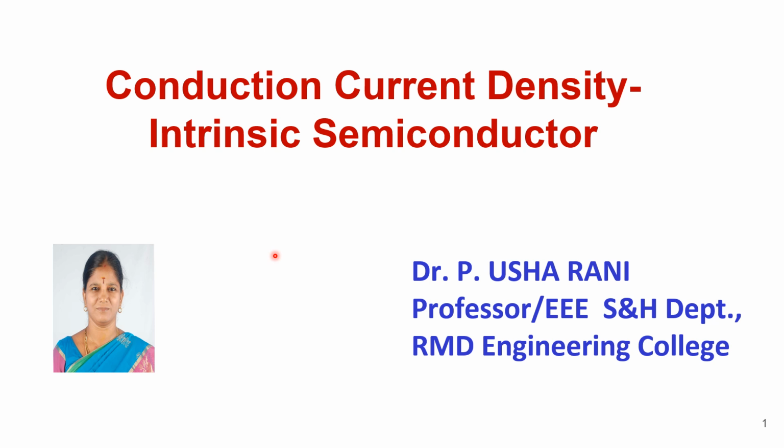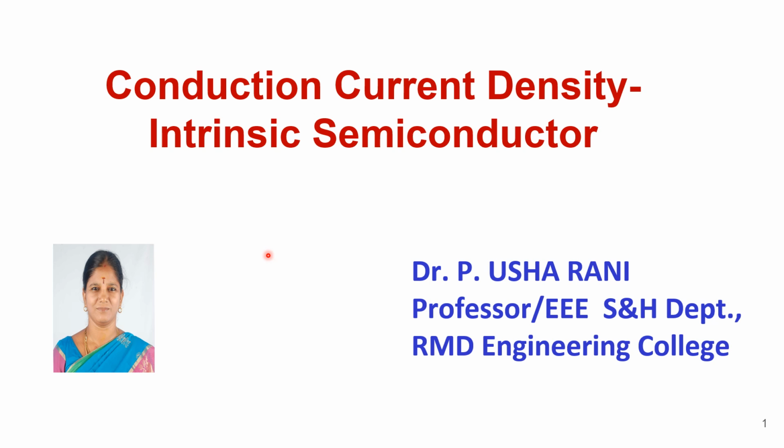I am going to brief about the conduction current density in intrinsic semiconductor. Basically, the charge densities in a semiconductor, if you consider, if a pure semiconductor is doped with n-type impurities, the number of electrons in the conduction band increases above a level and the number of holes in the valence band decreases below a level. This would be available in the intrinsic semiconductor, that is pure semiconductor.